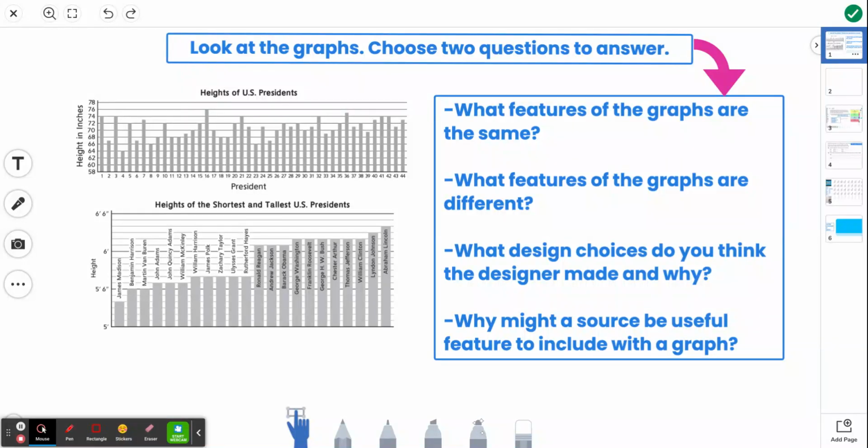If we look at the graphs, you need to choose two questions to answer. So we're going to go through each of these elements, whether you answered one of them, two of them, or all of them. So what features of the graph are the same?